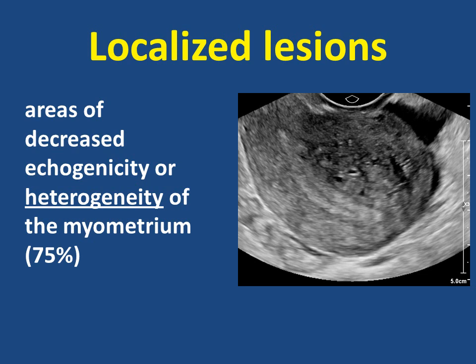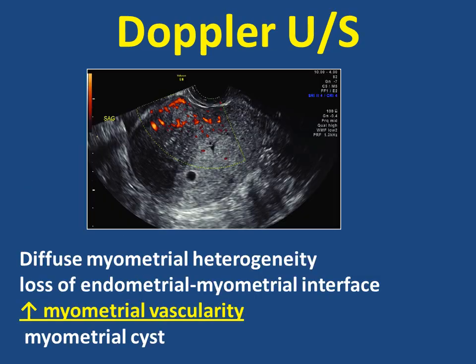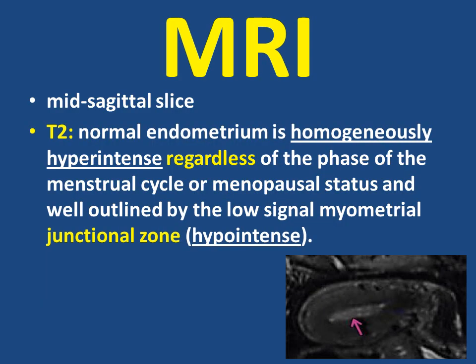And this is a picture of a localized lesion with areas of decreased echogenicity and heterogeneity of the myometrium, which is seen in more than 25% of cases. If you use your Doppler machine, you will find increased myometrial vascularity in cases of adenomyosis, whether localized or diffuse. The increased myometrial vascularity is a characteristic Doppler finding in all cases.